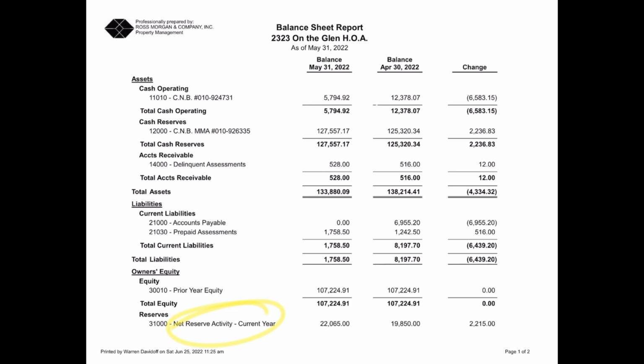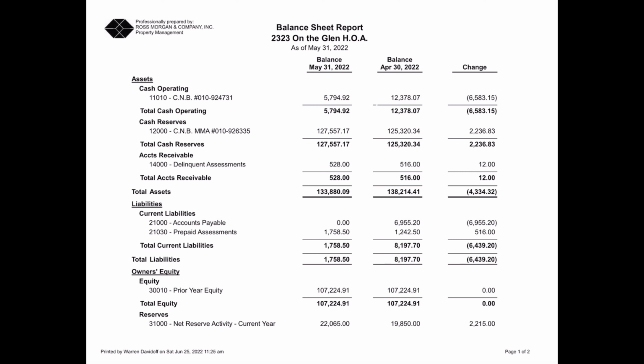What is that? Net reserve activity for the current year is inflows to the reserve account and outflows from the reserve account. It is a net account. So your contributions to reserve less your expenses are reflected in that number. We cannot record reserve expenses to the income statement, which is considered an operating statement.